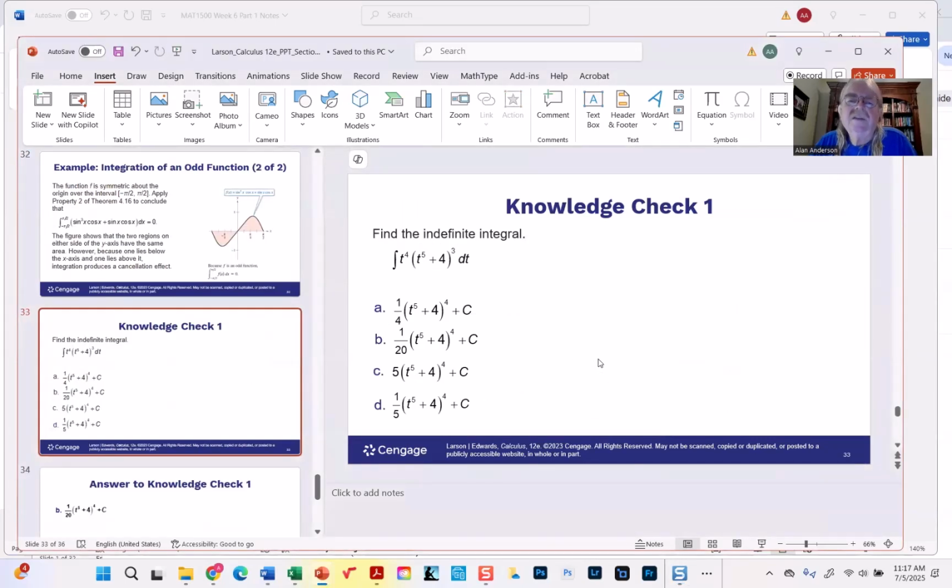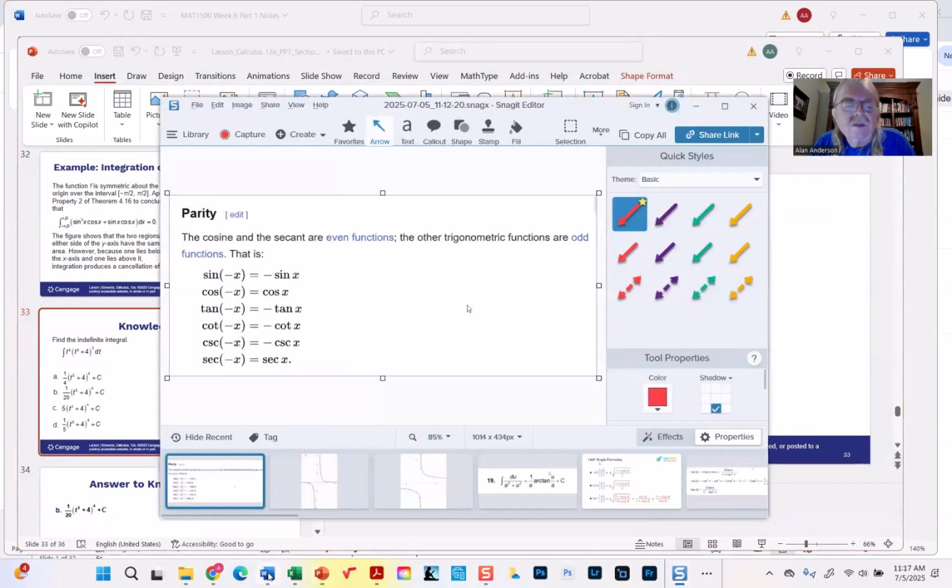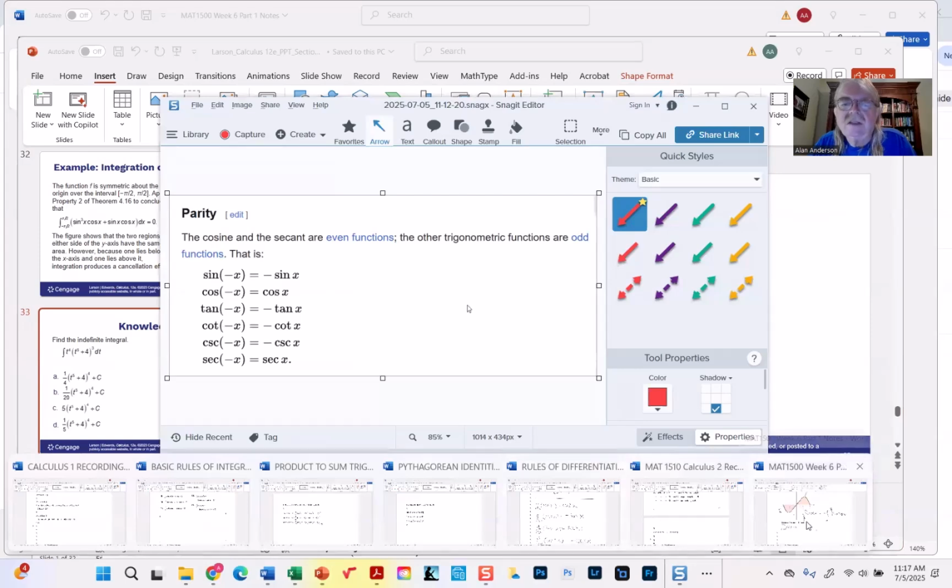All right. Okay. So enough of that. So let's try a couple of these. The knowledge checks. This one looks really straightforward. Looks like we'll be able to solve for this one with U substitution, which is nice.